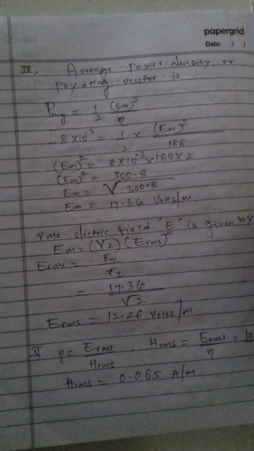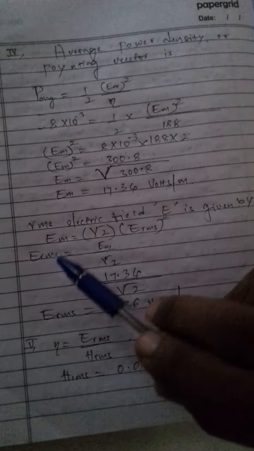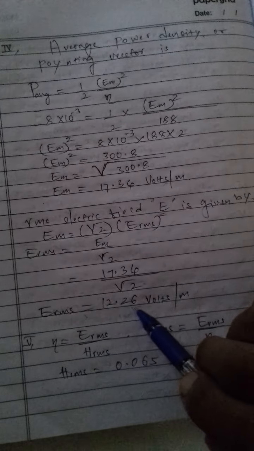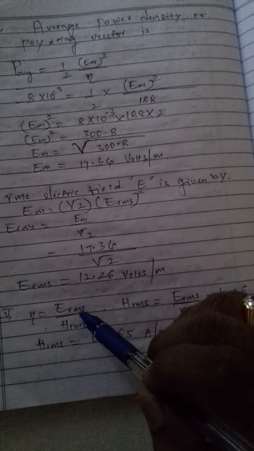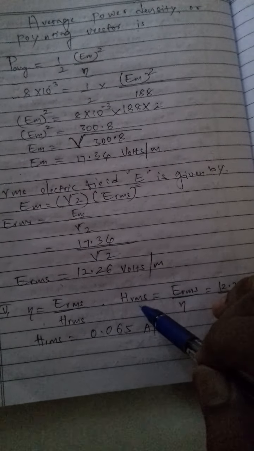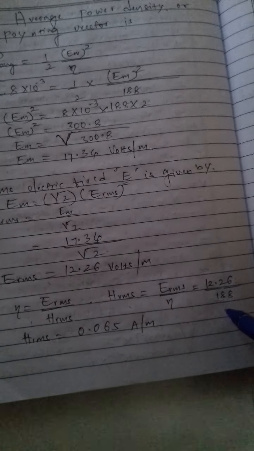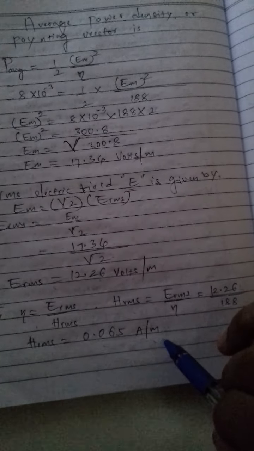RMS electric field E is given by Em is equal to square root of 2 into ERMS. ERMS is equal to Em upon root 2. ERMS is equal to 12.26 volts per meter. And the intrinsic impedance is ERMS upon HRMS, so HRMS is equal to ERMS upon neta is equal to 12.26 upon 188 is equal to 0.065 ampere per meter.